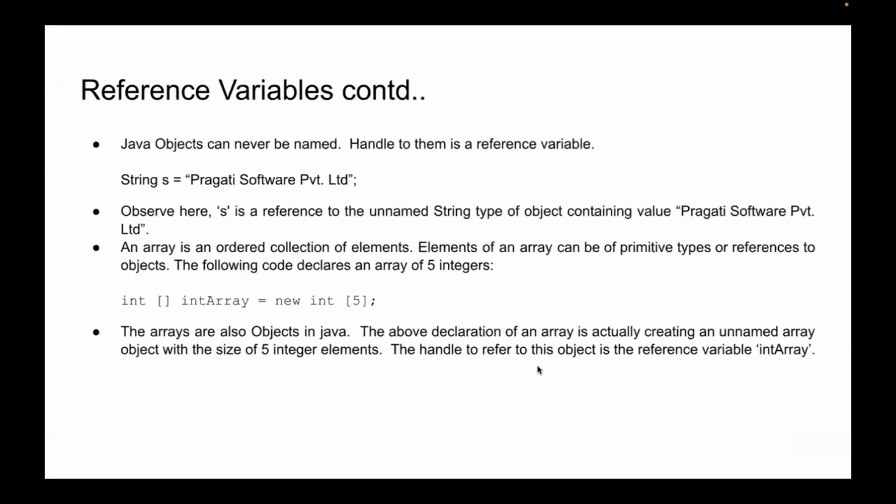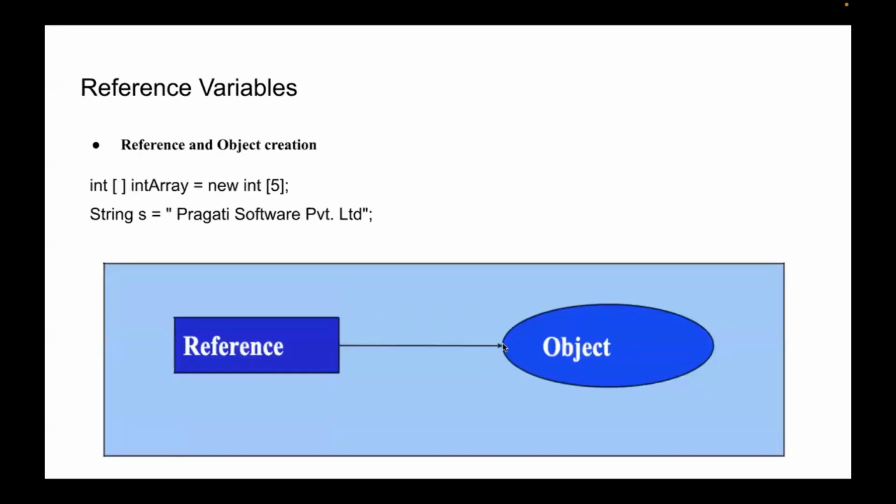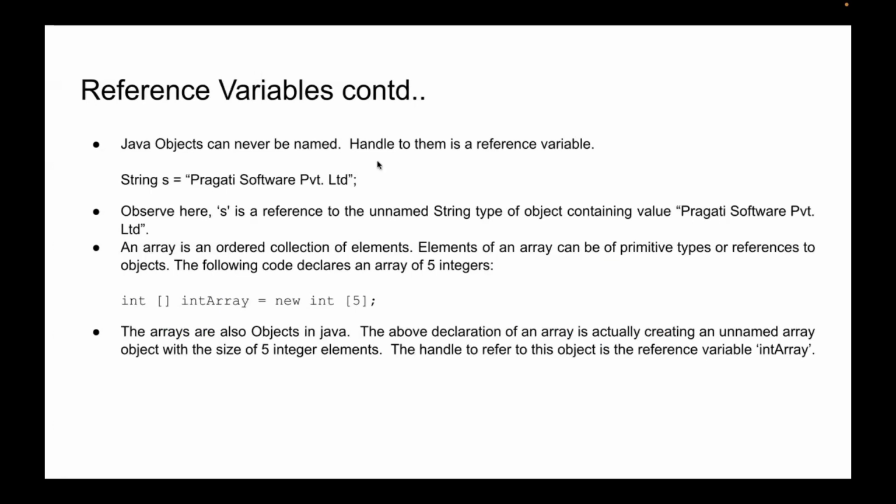Let's go ahead and see another slide. Java objects can never be named. The handle to them is a reference variable. So how do we basically handle the object? When we create something like new int 5, we use this reference. So int array is basically the reference. We'll use this reference to access the arrays. So handling the arrays will be through the reference variables that we created.